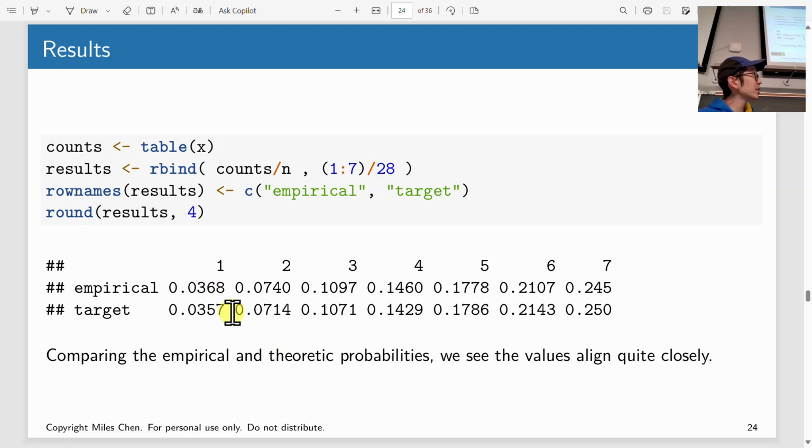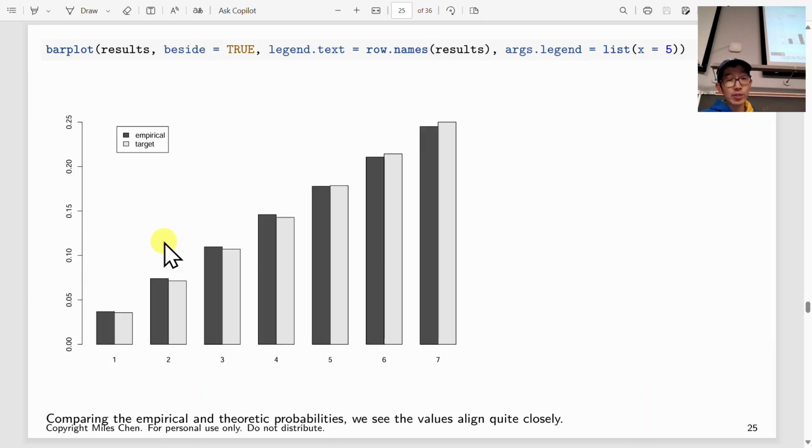After 100,000 iterations, I got 0.0368 versus the target of 0.0357. Here I have 0.074 versus the target of 0.0714, and so on and so forth. These look like they match pretty well. If I draw the plot, I would say these bars match even better than earlier. The dark gray versus the light gray, their heights seem very similar.